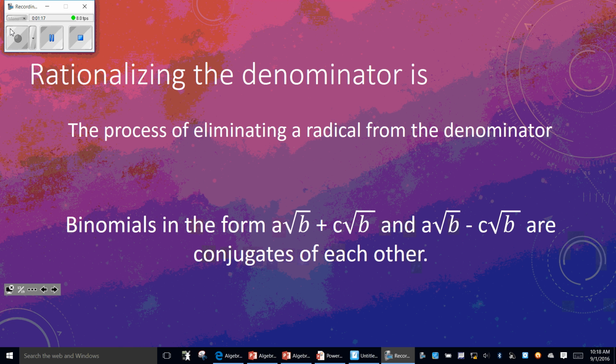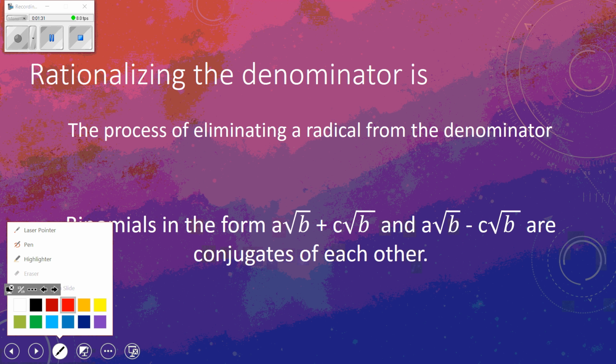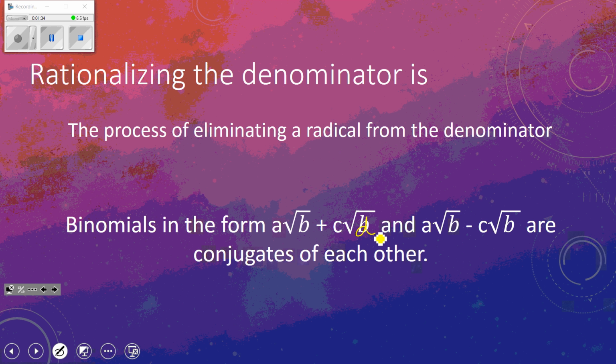Binomials, in the form of, normally you have a radical plus a radical, a times the square root of b plus c times the square root of, excuse me, this should be d, typo. Let's make that a d and make this a d. I'll have to fix that. And a times the square root of b minus c times the square root of d, they are conjugates of each other. So in order to rationalize a denominator of a binomial, you have to multiply by the conjugate, okay?